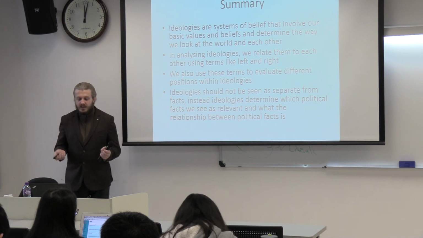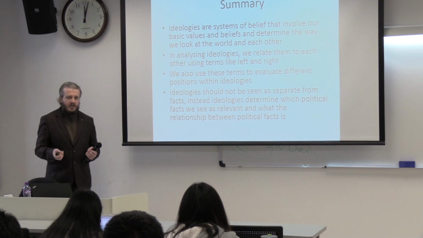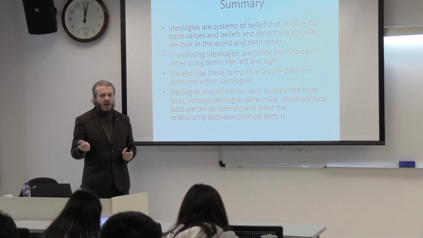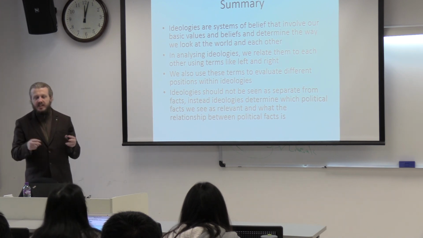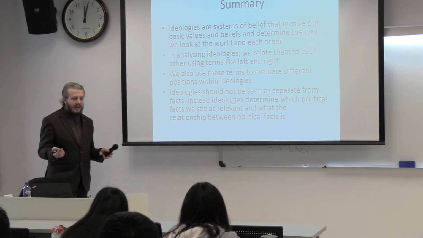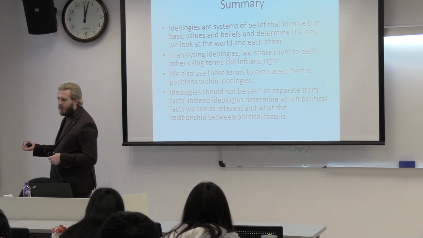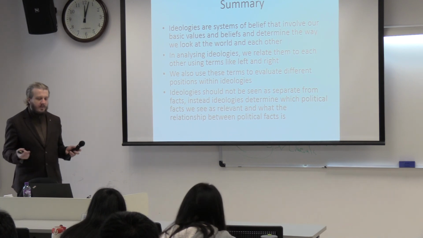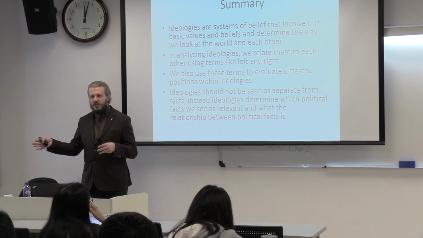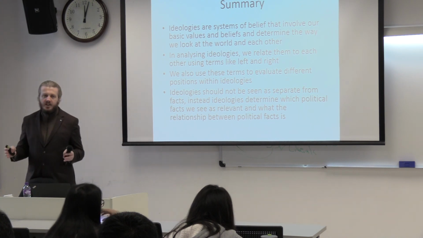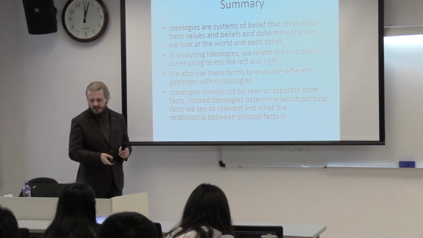We use these terms also to evaluate different positions within ideologies. So for example, next week we're going to learn that liberalism is not one single belief. There are lots of big debates within liberalism about what's correct. And we can talk about a left wing of liberalism and a right wing of liberalism as well. Socialism is also the case. We can talk about the left wing of socialism and the right wing of socialism as well. So within ideologies, we can use terms like left and right wing to identify different positions.